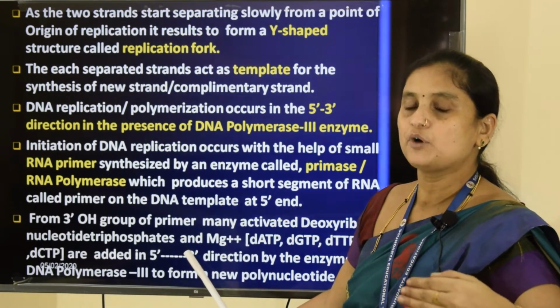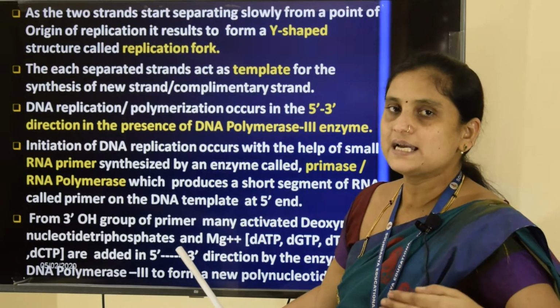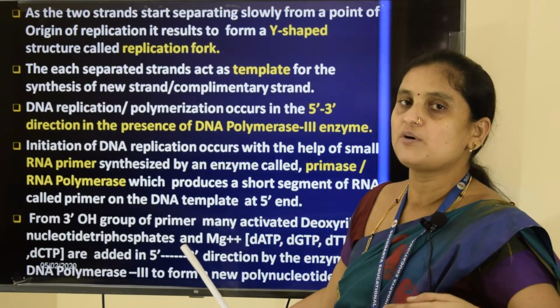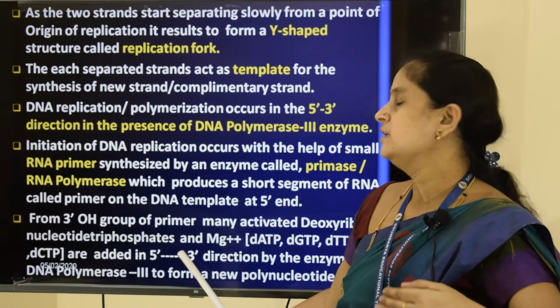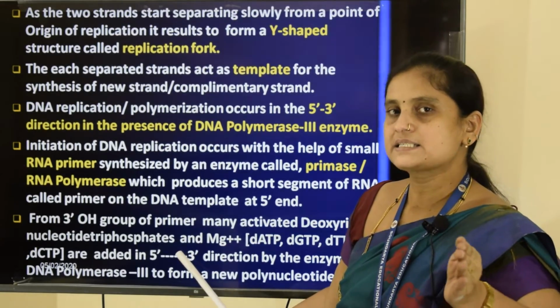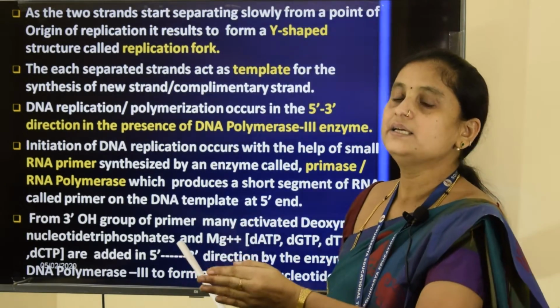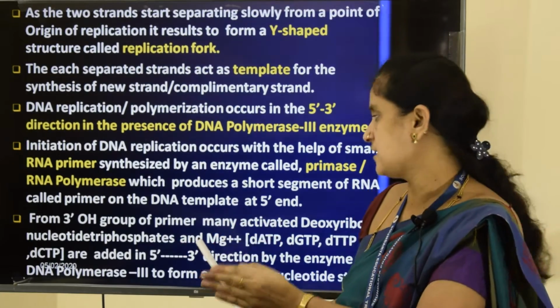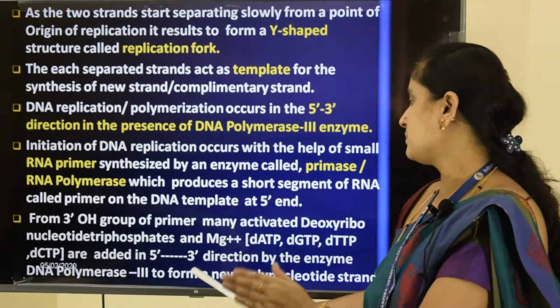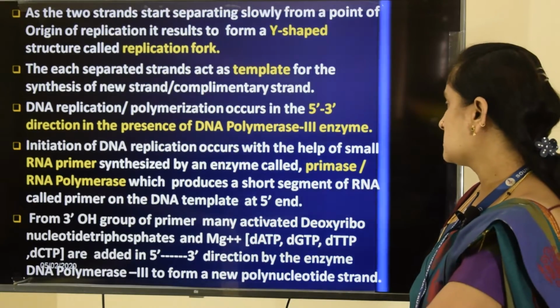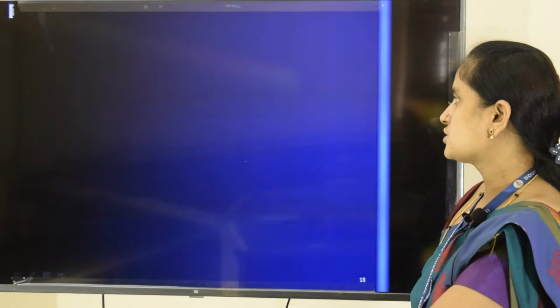So DNA polymerase 3 enzyme utilizes the 3' hydroxyl group of the RNA strand here. With the help of that, it starts continuously adding the deoxyribonucleotide triphosphates in the 5' to 3' direction. So this is how DNA replication begins.